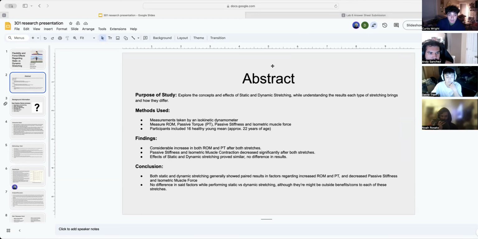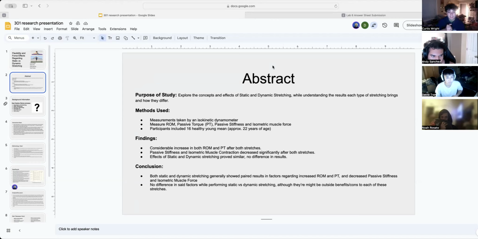Quick little recap of the whole experiment. The purpose is to explore the concepts and effects of static and dynamic stretching while understanding the results each type of stretching brings and how they differ from each other. The measurements taken, we used an isokinetic dynamometer. We measured the range of motion, passive torque, passive stiffness, and isometric muscle force. We used a total of 16 healthy young men, approximately 22 years of age.